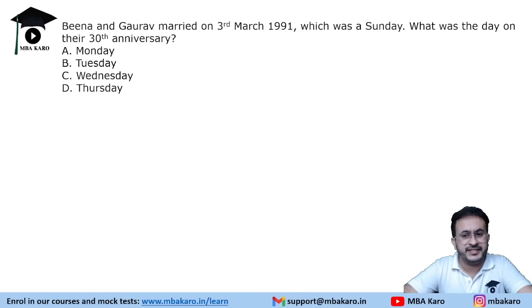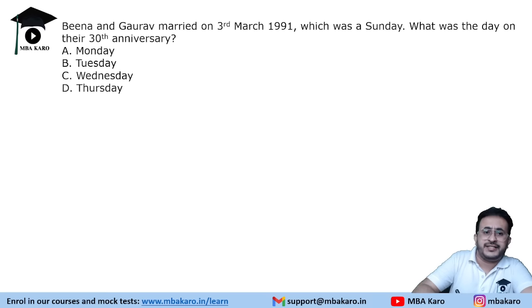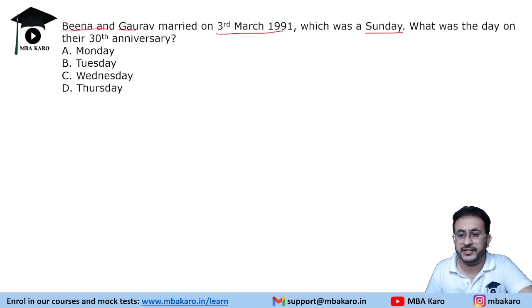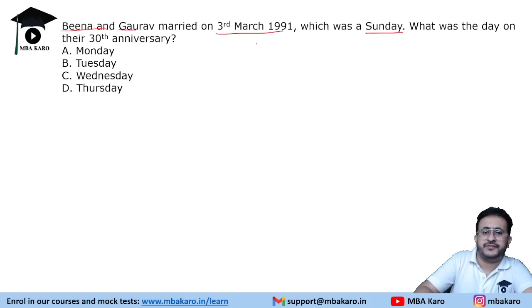Okay. Now this was again a simple one. Now let's see this problem. Okay. Now this becomes a bit more complicated than the previous one. Previous two were very easy. Now it says Beena and Gaurav married on 3rd March 1991, which was a Sunday. What was the day on their 30th anniversary? 30th anniversary means you need to find 3rd March 2021.